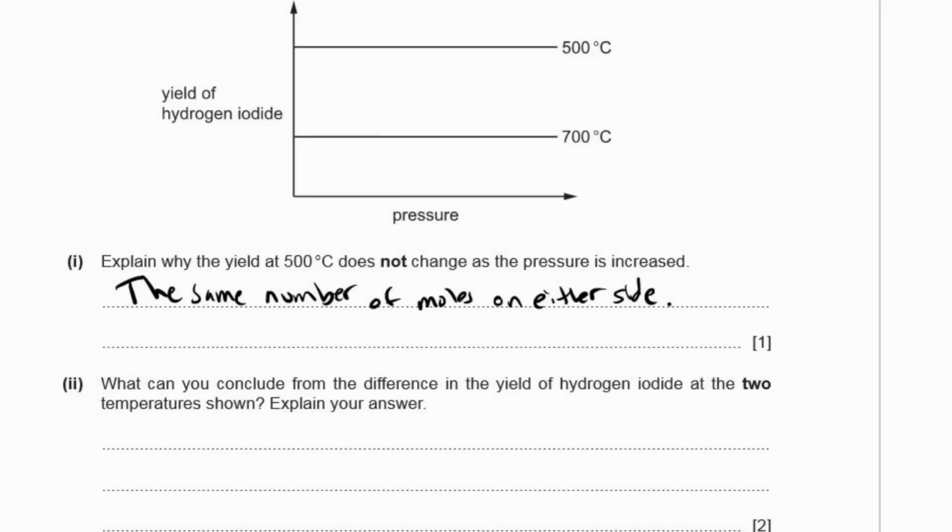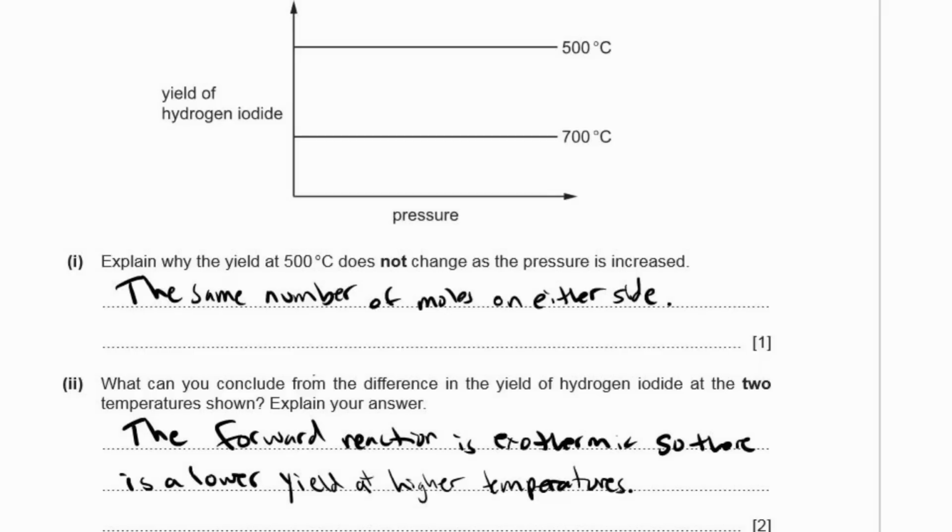2. What can you conclude from the difference in the yield of hydrogen iodide at the 2 temperatures shown? Explain your answer. What you can conclude is that the forward reaction is exothermic, because when it's at a higher temperature, there is a lower yield. So the forward reaction is exothermic, so there's a lower yield at higher temperatures. If it was endothermic, it would have a higher yield at higher temperatures.